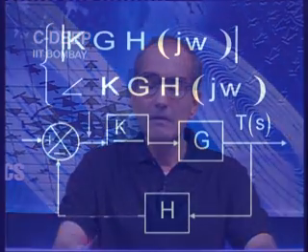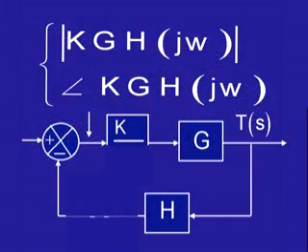Similarly, the argument of this complex number GH j omega or K GH j omega is equal to the phase difference or the phase shift from the input at this point to the output at this point, and this is something which also can be measured experimentally. So, in other words, you know the modulus and you know the argument or the angle corresponding to this complex number K GH j omega. So, all you have to do is, from these measurements you can plot this complex number in the complex plane.